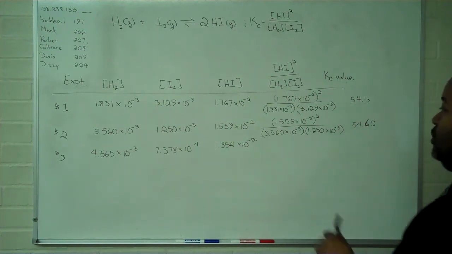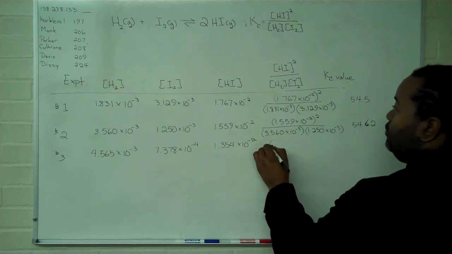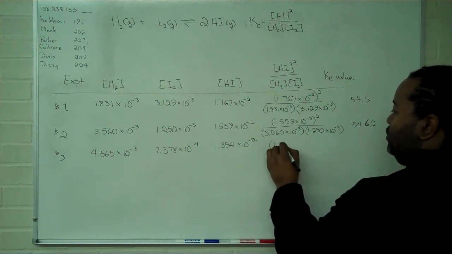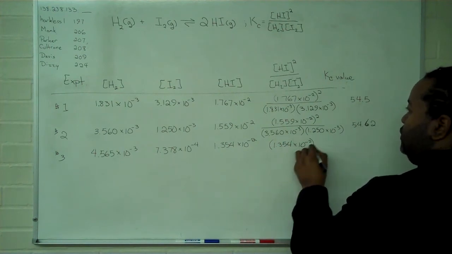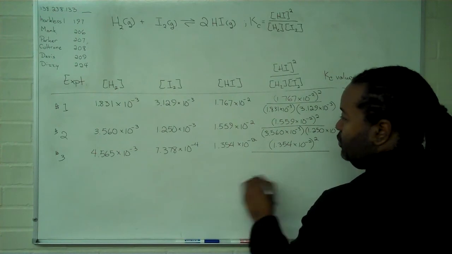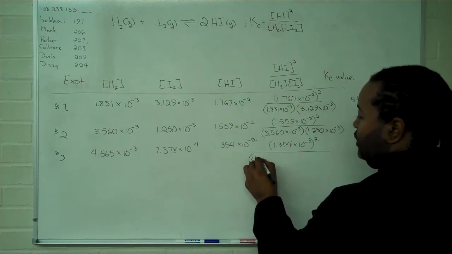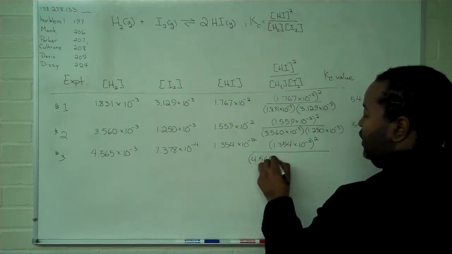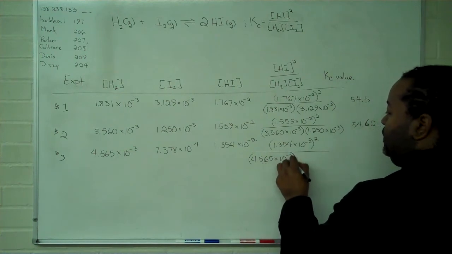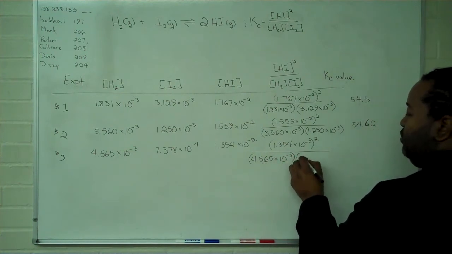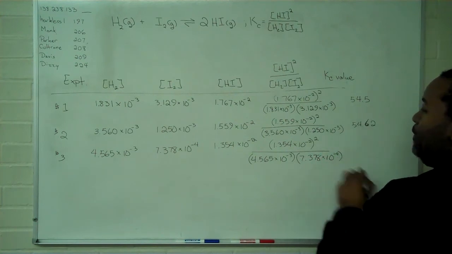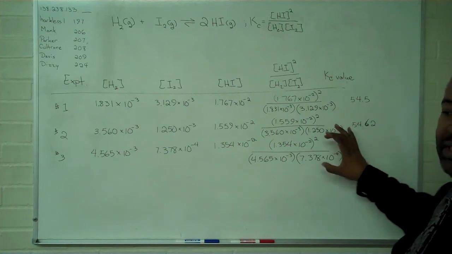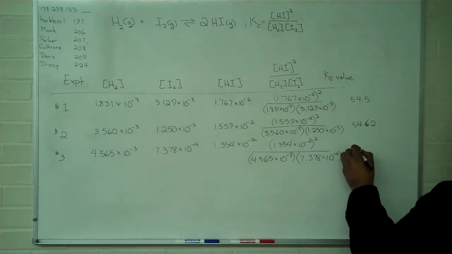And for experiment 3, we're going to do the same thing. 1.354 times 10 to the negative 2 squared. We'll divide this by 4.565 times 10 to the minus 3 and 7.378 times 10 to the minus 4. And when we complete this expression, we get 54.43.